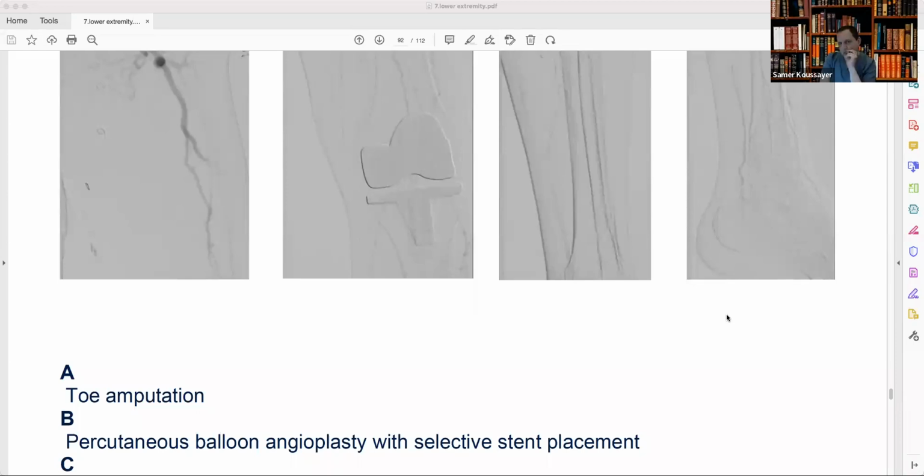You make a small cut and expose it, and most of the time you see it open. Or you can use a Doppler. If you see any flow in the posterior tibial, it will be enough, you know. This is what I'll do.